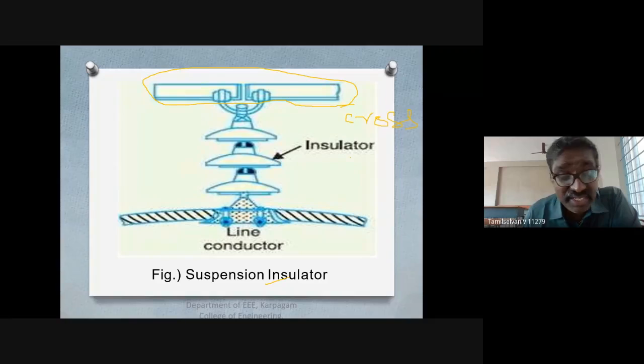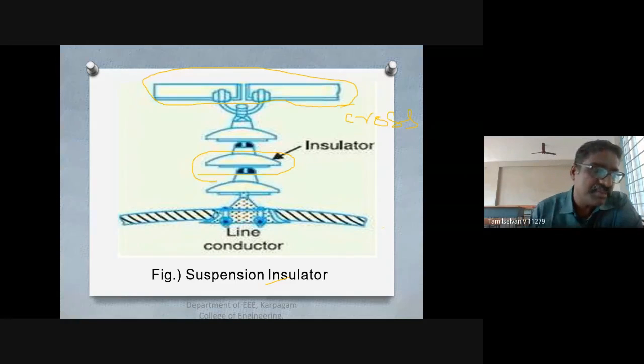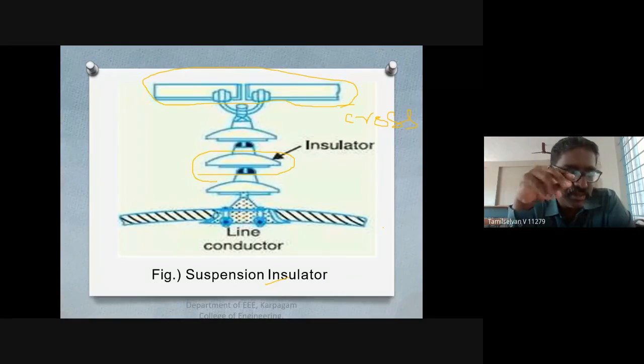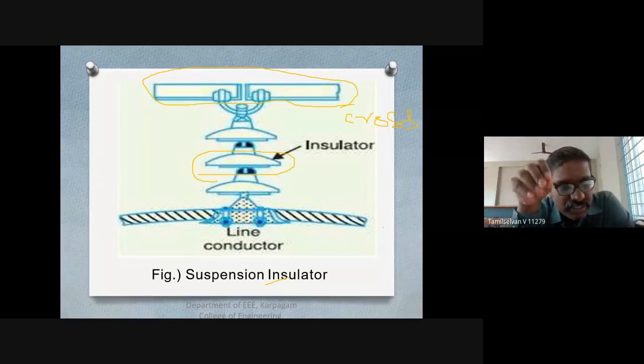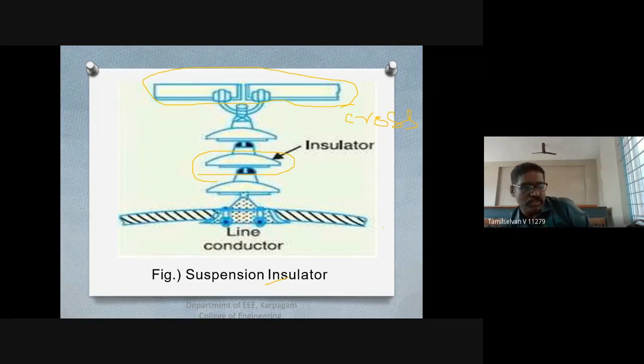Suppose there is any damage to the insulators. Suppose the center disc gets damaged, I don't need to change the complete string. I can remove only this center disc and replace it with a new one. So the maintenance is easy, and this type of suspension arrangement gives greater flexibility to your line. That's why we use suspension type of insulators for voltages above 33 kilovolt.